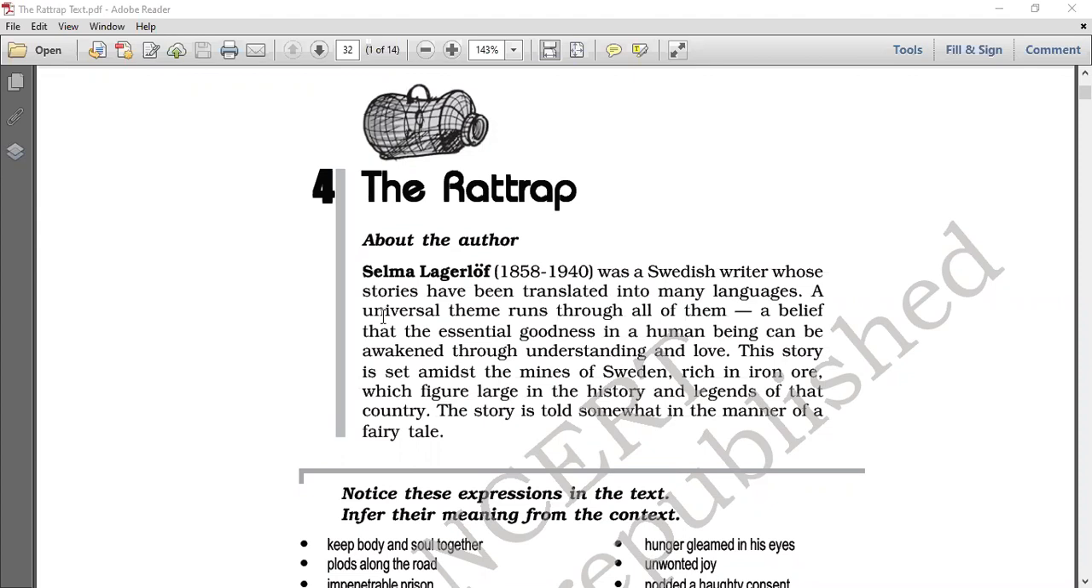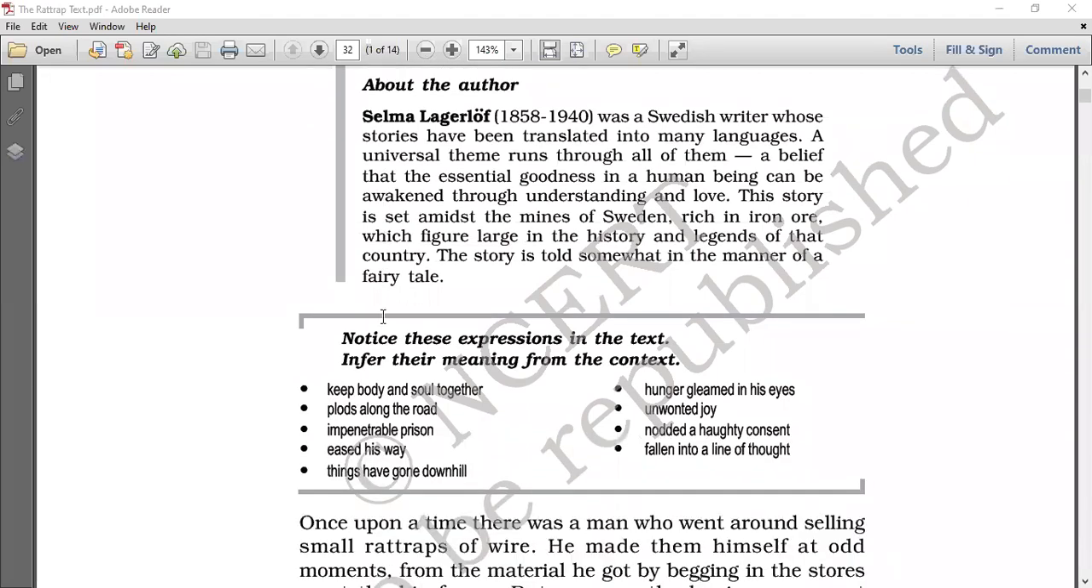The story is told somewhat in the manner of a fairy tale. I already told you fables, right? And that's why it was very famous. And of course, stories have been translated into many languages. So here the story is told somewhat in the manner of a fairy tale. You underline the word fairy tale. Through that we are giving a moral. What is the meaning of moral? A lesson. The moral of the story, right?